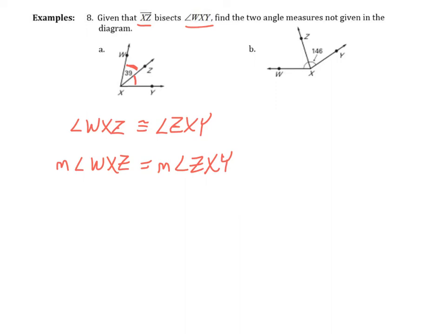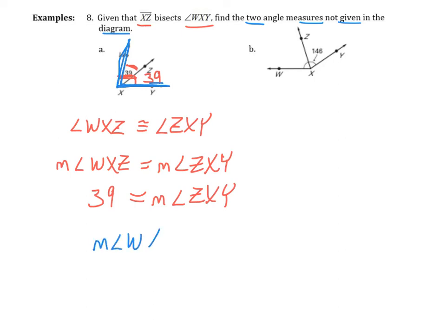So I know right away if WXZ is 39, then ZXY must also equal 39. Now, in the directions, what they want is the measure of the two angles that are not given in the diagram. Well, I found the one, but now I want to figure out that larger angle. So the last thing I want is the measure of angle WXY.